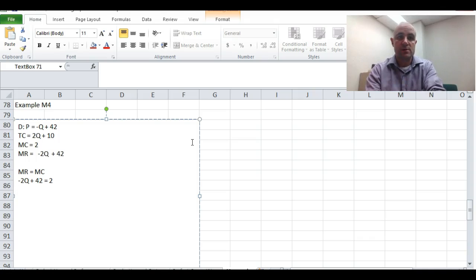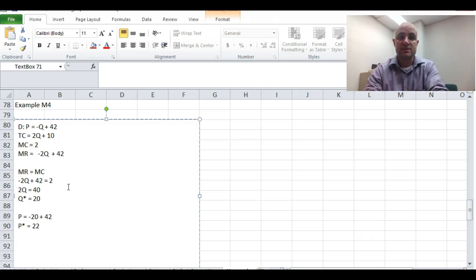And so if we subtract 2 from both sides and add 2Q to both sides, we get 2Q equals 40. And so Q star equals 20. That is the profit maximizing output level. To find the price that you're going to set, you just plug that into the demand. And so your price is going to equal, plugging into your demand, minus Q, minus 20, plus 42. And so your price is going to be 22. And that's your profit maximizing price.